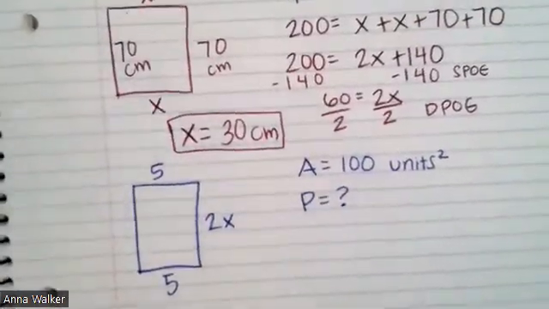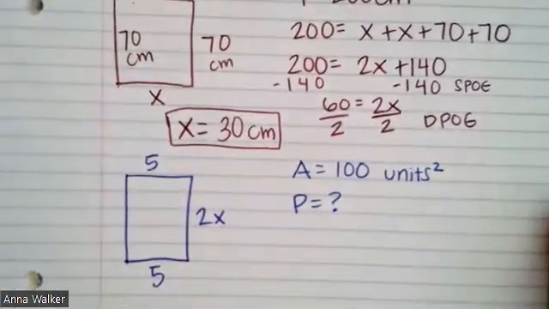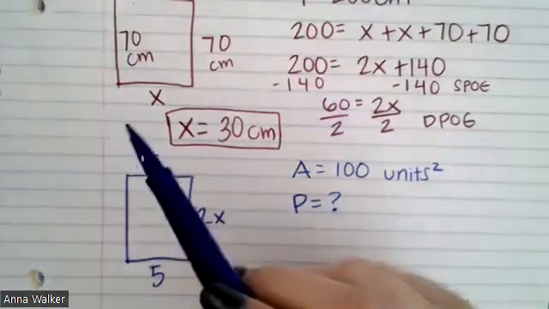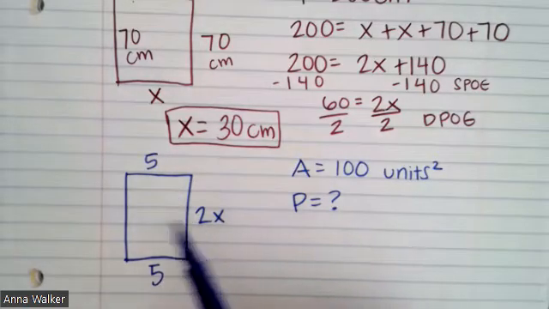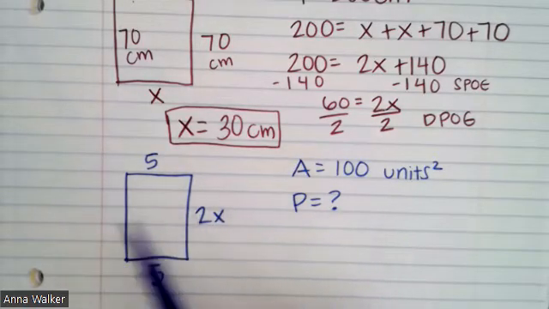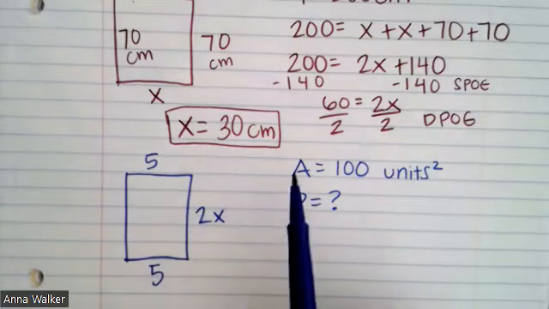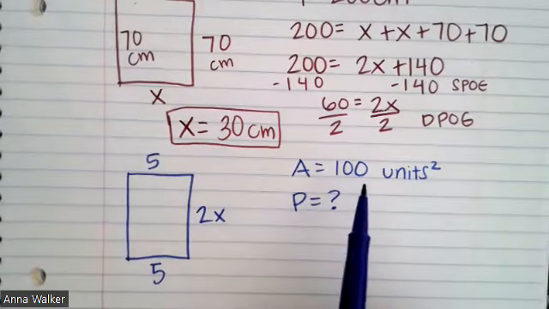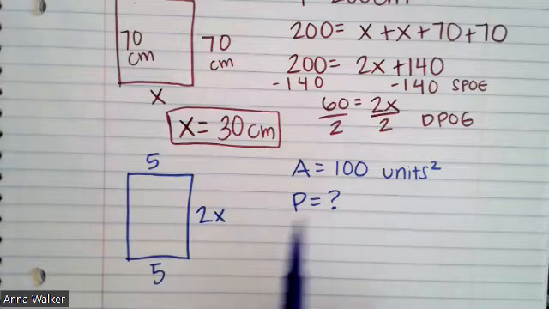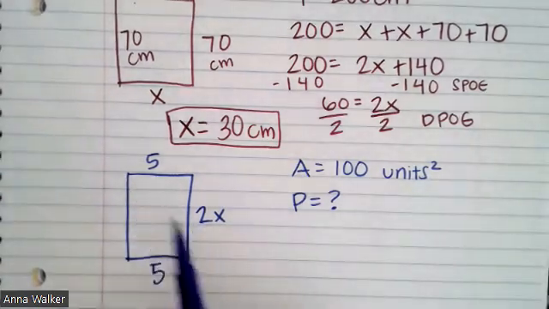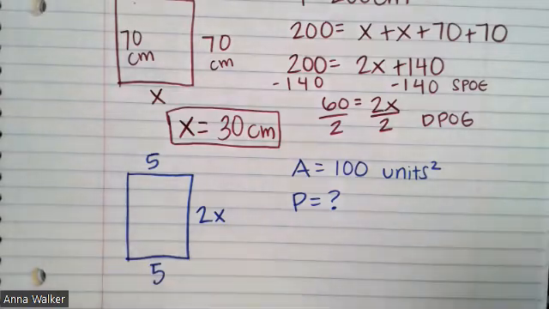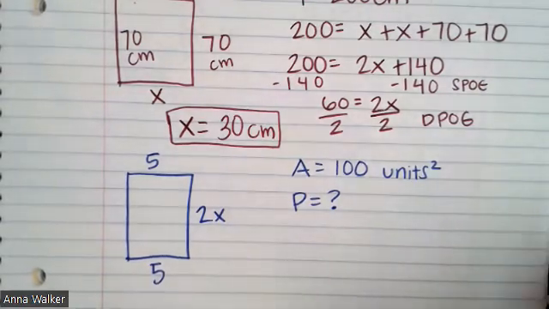In this problem, we know that the width of this rectangle is 5 units, and the length of the rectangle is 2x. They tell us that the area is equivalent to 100 units squared. That just means 100 units to the power of 2, because anytime we multiply the same unit times itself, it's squared. We'll get more into the semantics of that in the area video.